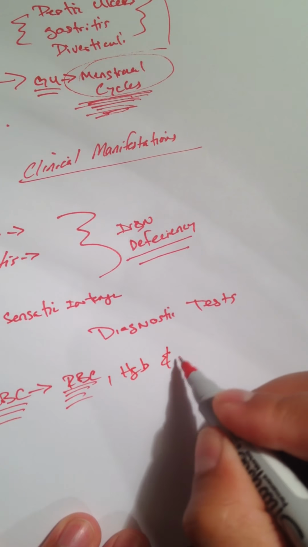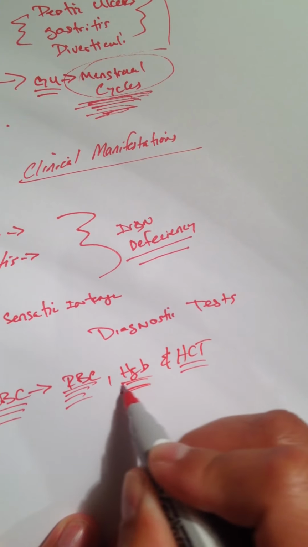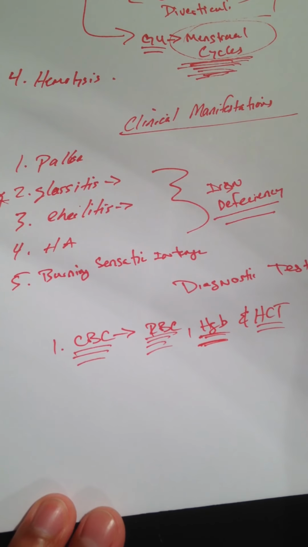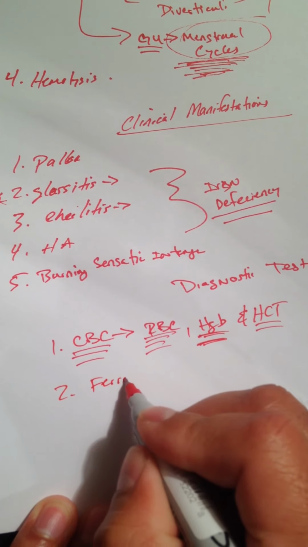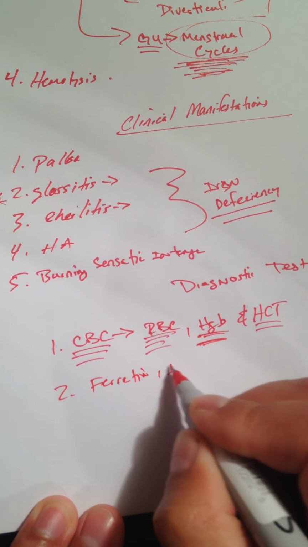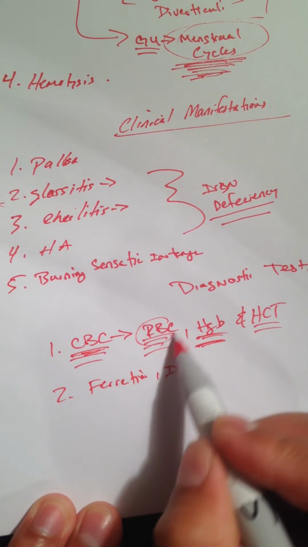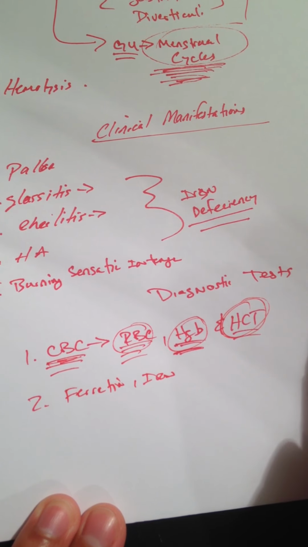hemoglobin and hematocrit. You want to pay close attention to these, your hemoglobin. You can also do, for example, ferritin, iron, but the ones that you want to focus on are your CBC, obviously your red blood cell count, hemoglobin, and your hematocrit count.